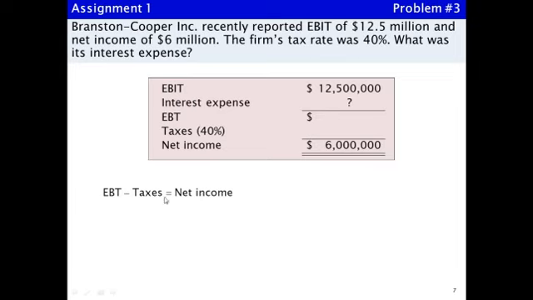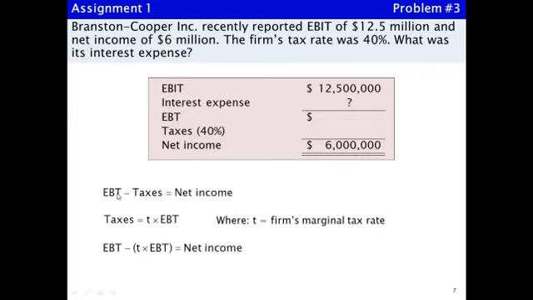Very simply, net income is EBT minus taxes, right? That's how we get net income. We take EBT and we subtract taxes. I've simply written that there. Now, taxes is simply the tax rate, T is the firm's tax rate, 40%, times EBT. So I simply write taxes as T times EBT. And I'm going to substitute T times EBT for the taxes in this equation. And that's what I now have. I have EBT minus taxes, where taxes is T times EBT, is net income.